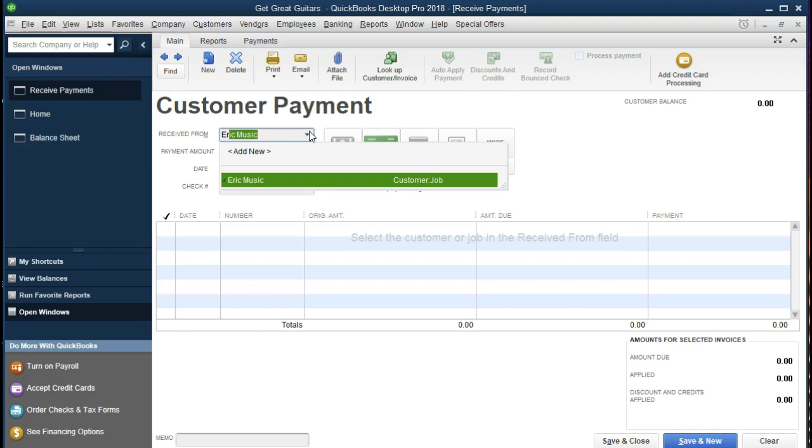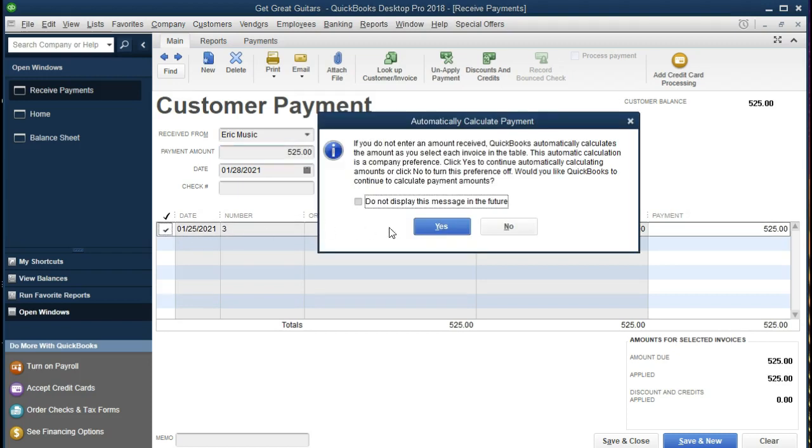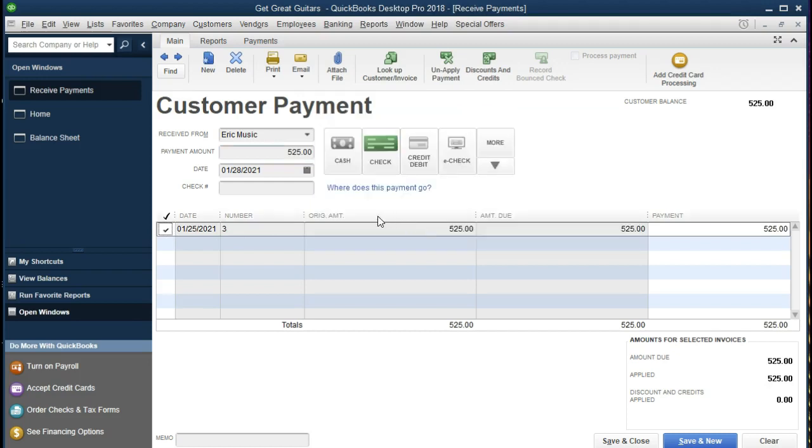So we're going to say tab, and it's going to be a check again, and there's what we want right there, that 525. I'm going to click on that, check that off. We're going to say yes. And the date is going to be the 28th. That's what we're looking for. And the amount applied goes down to 0. The amount due is the original amount, and this is the amount of payment. And so everything looks good.